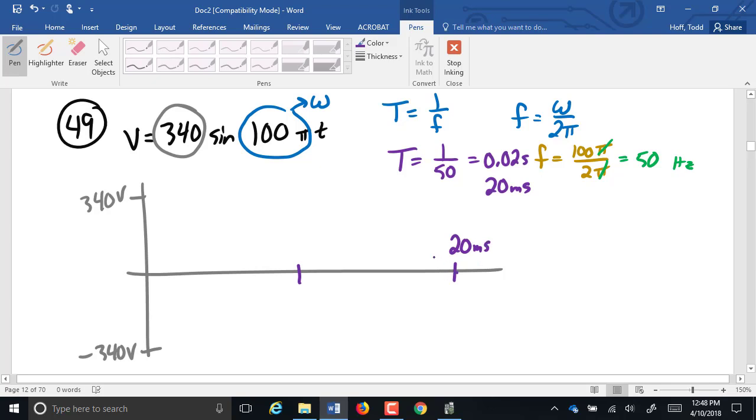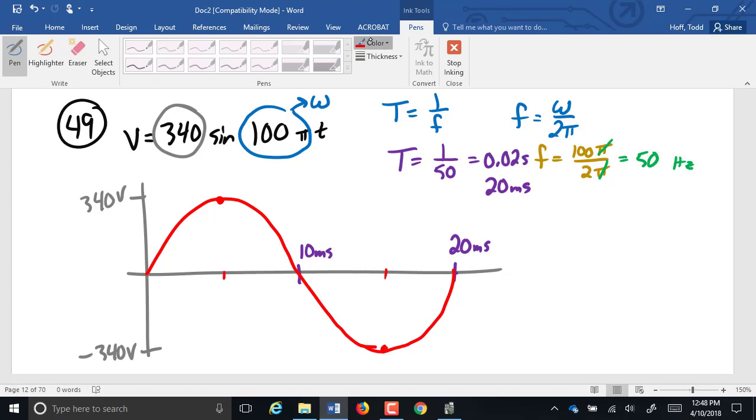So I'm going to put this here as 20 milliseconds, this here is 10 milliseconds. The sine wave, halfway in between there is going to peak. Halfway in between here is going to hit its minimum. So there's our sine wave. There it is. Not so tough.